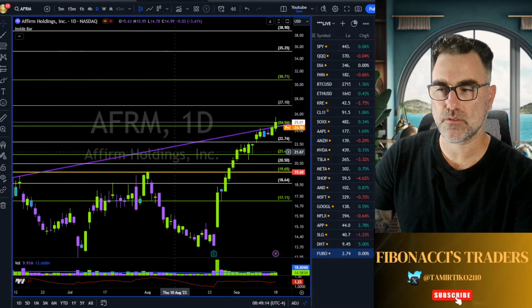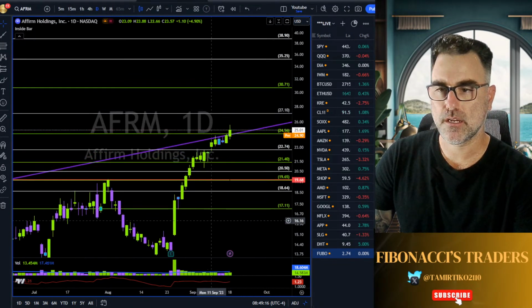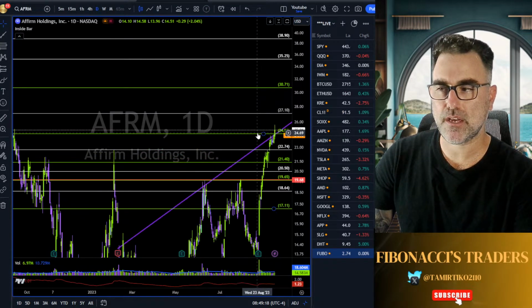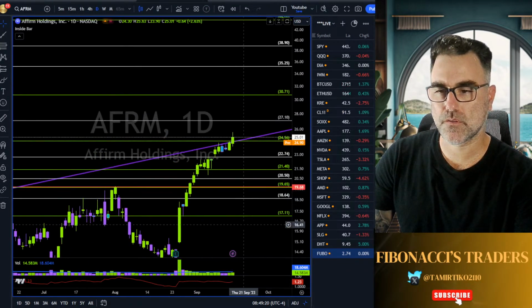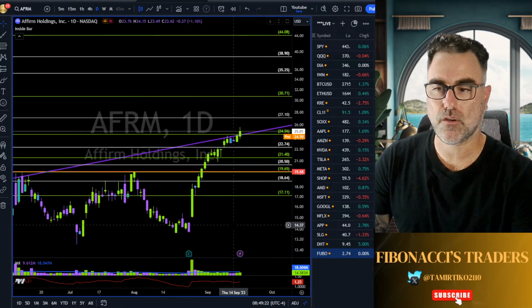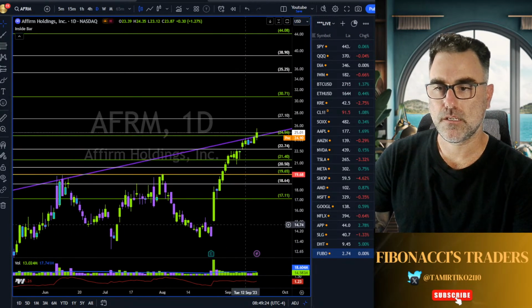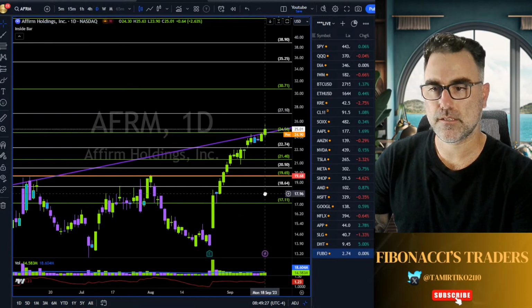We have a breakout above trend line, above Fibonacci level. These are our rules. No need to complicate things. It's only technical analysis. It's not rocket science.